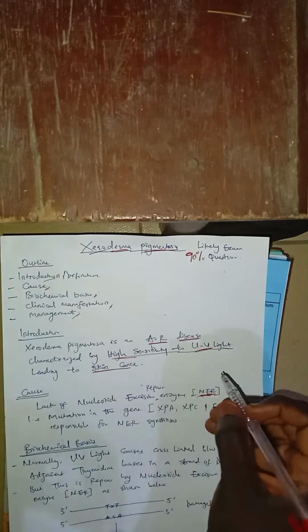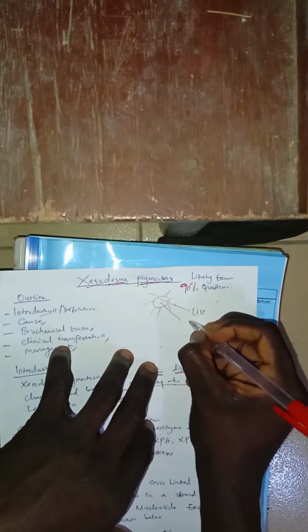Xeroderma pigmentosa. All right, I will say it again. Normally, let's say here's the sun. It's giving UV light, for example. Then here's the skin of somebody. When this UV light gets to this skin, it will affect the thymine, particularly the thymine nucleotides. Thymine nucleotides will begin to polymerize together. I get my point. Okay.